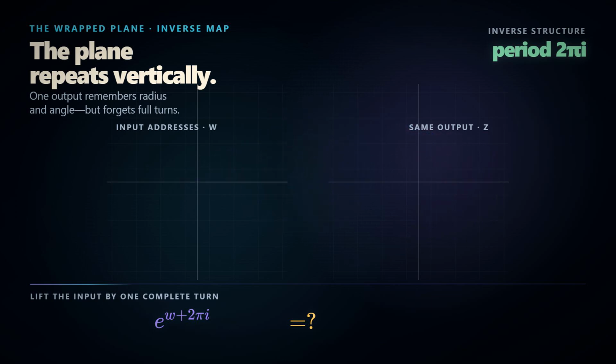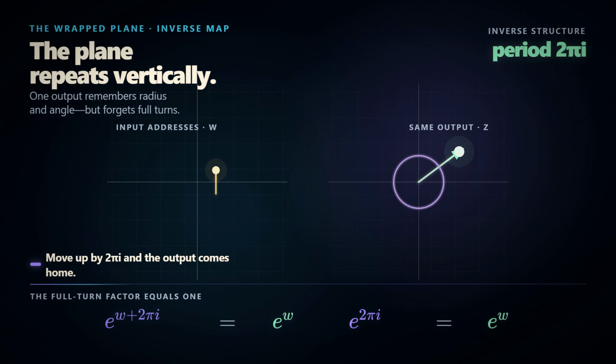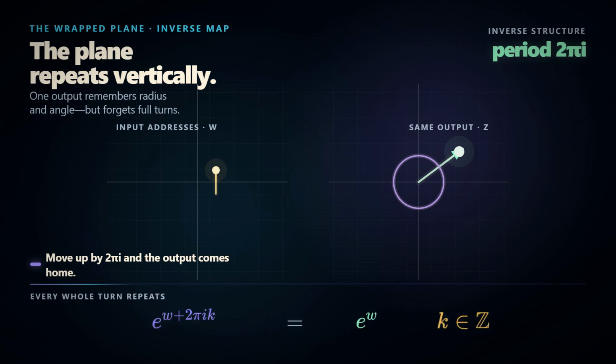The transformed grid reveals a hidden repetition. Raise the input w by 2 pi i. Its x-coordinate is unchanged, while y gains one complete turn. The output arrow returns to exactly the same point. Algebra agrees. e to the w plus 2 pi i equals e to the w times e to the 2 pi i, which equals e to the w. Repeat any integer k of turns, and e to the w plus 2 pi i k still equals e to the w.